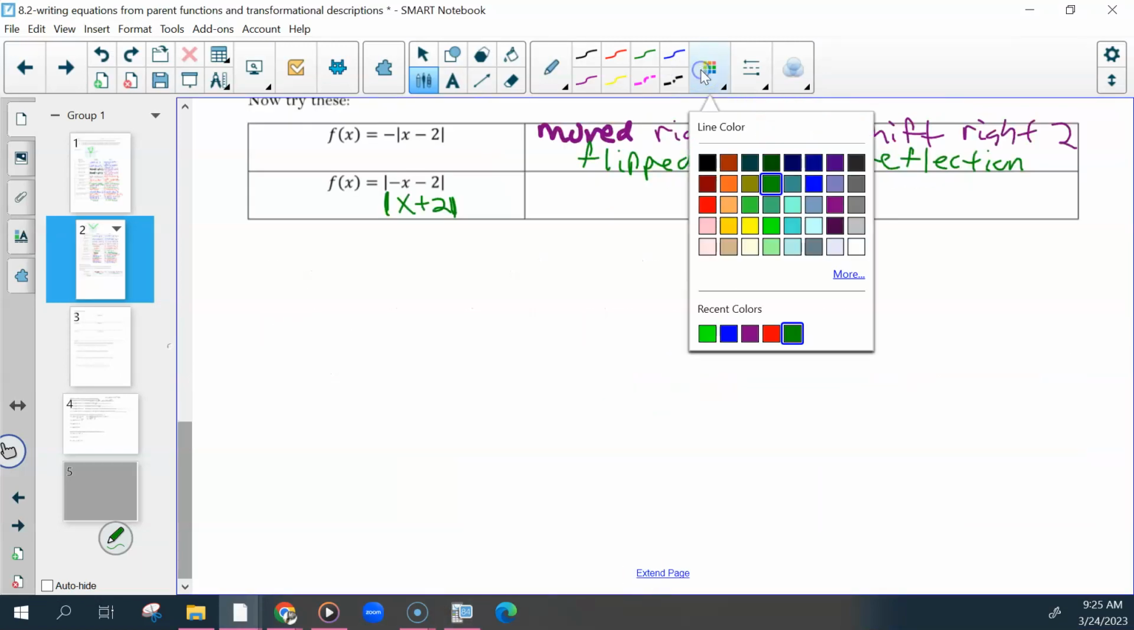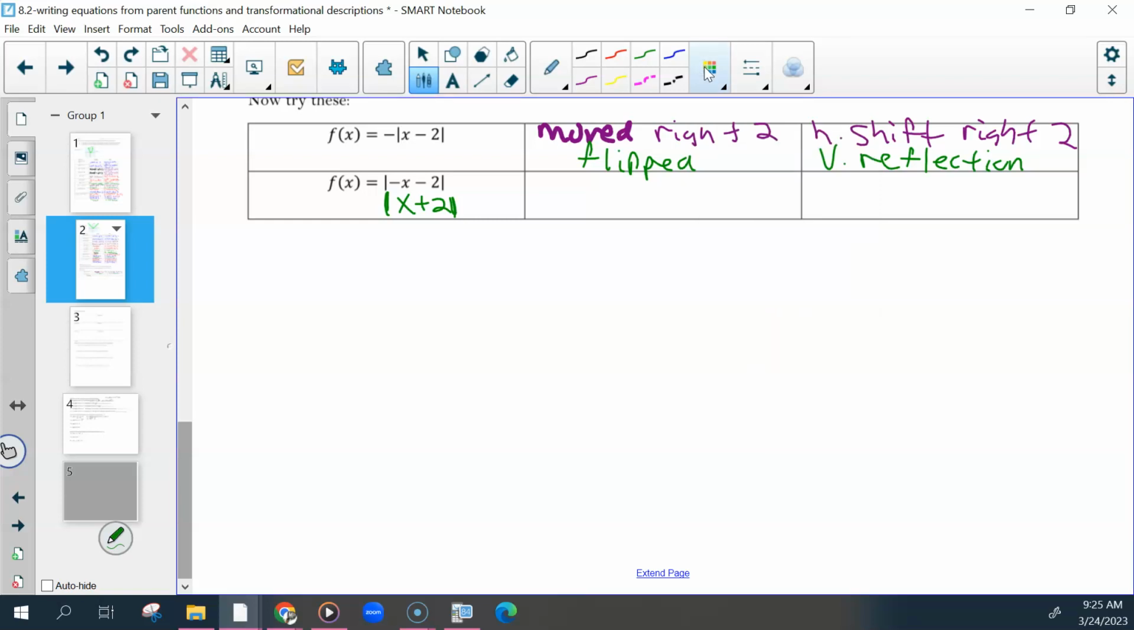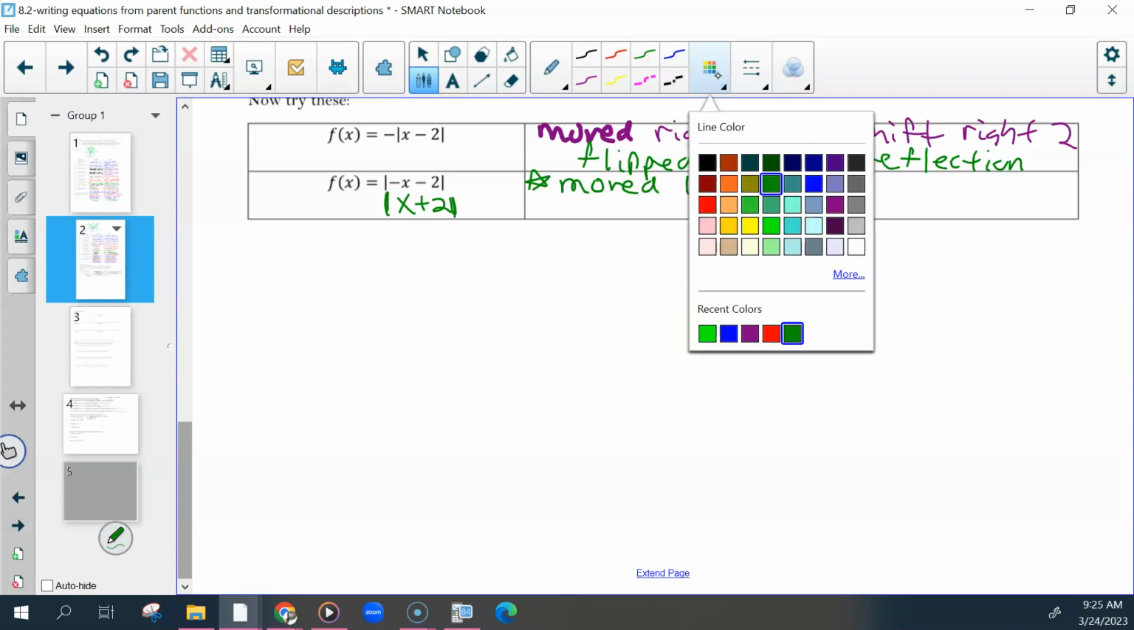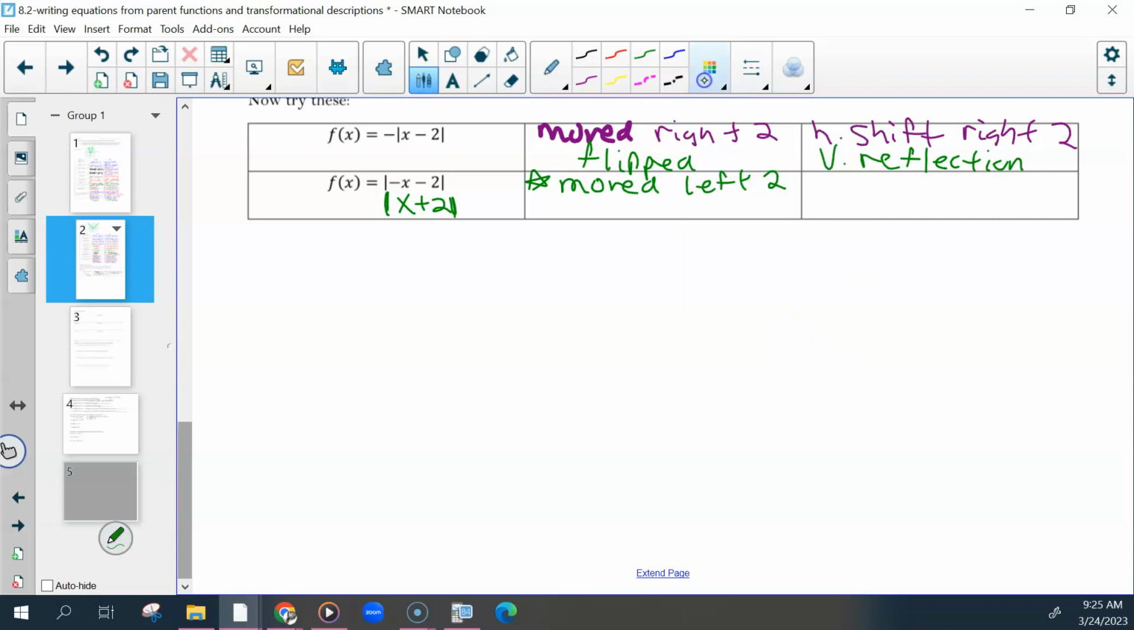So we'll say what actually happened, and then we'll say what it also looked like happened. So what it looked like happen is that it moved to the left. But then what it actually did was move to the right. And horizontally.